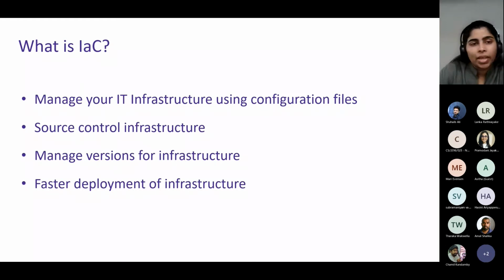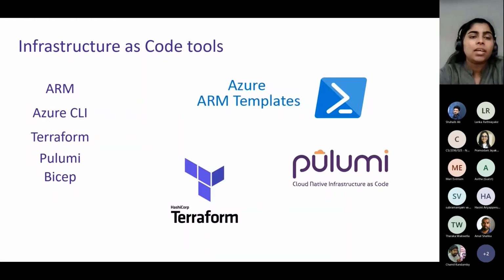Let's go ahead. These are a few of the infrastructure tools available in the market. First one is Azure ARM templates. This is available with Azure, and it's comparatively a difficult infrastructure automation tool. And when it comes to Azure CLI, it's not considered as an infrastructure automation tool, but it can be utilized with other shell scripts to deploy the infrastructure automatically.